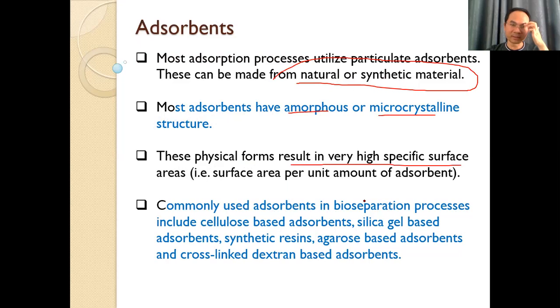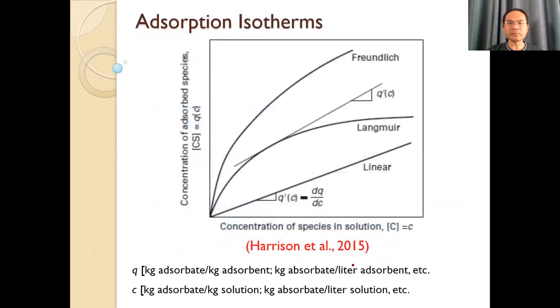Commonly used adsorbents in bioseparation processes are, for example, silica gel beads, synthetic resin, agarose beads, and cross-linked dextran adsorbent. These are commonly used bioprocess adsorbents. And the next step, we will talk about the isotherm. Isotherm, we talk about the equilibrium state.